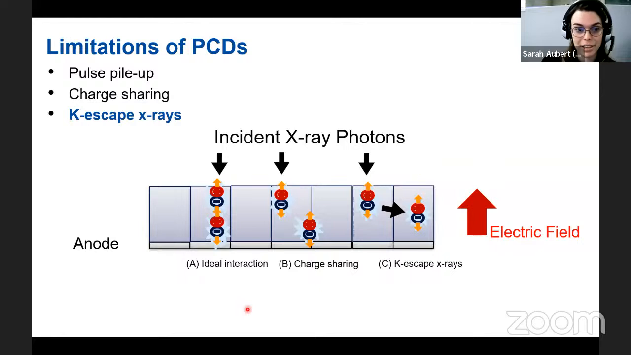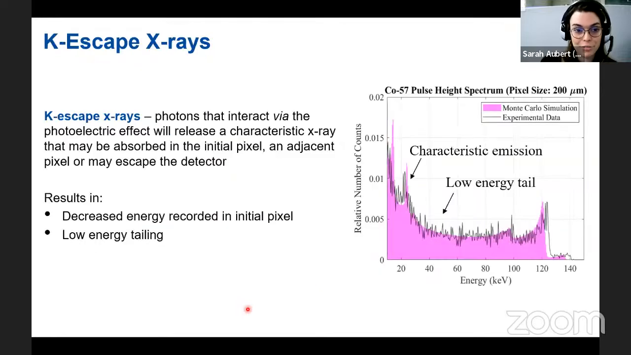And finally, we have K-escape X-rays. So our photons that interact via the photoelectric effect will release a characteristic X-ray that can be absorbed in the initial pixel, an adjacent pixel, or it can escape the detector altogether. This will result in decreased energy recorded in our initial pixel, as well as this low energy tailing that we see in the example here.